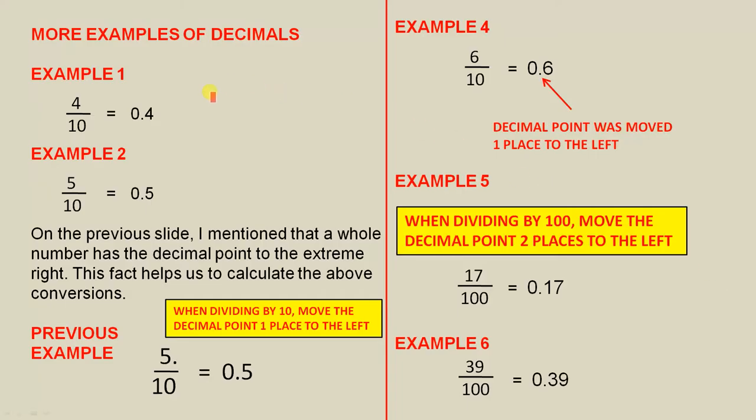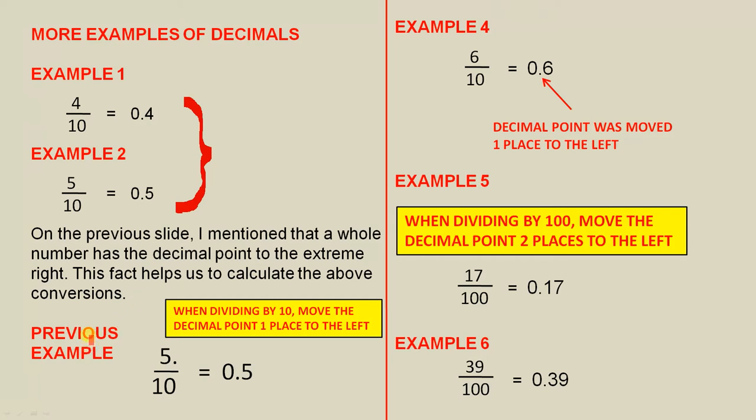More examples of decimals. So continuing on from the first number of examples, 4 over 10 equals 0.4. 5 over 10 equals 0.5. Again, they are simple facts. But I know you want to know, how do I arrive at these answers? Well, here we go. On the previous slide, I mentioned that a whole number has the decimal point to the extreme right. This fact helps us to calculate the above conversions.